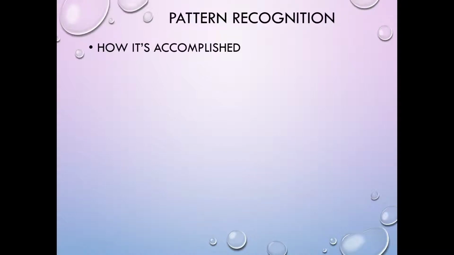So how is pattern recognition accomplished? Well, there are different theories about it. One of the things you're going to love about cognitive psychology is that there are multiple theories about just about everything. And each theory explains part of the phenomenon, but not all of it. And so all of the theories are sort of still viable.